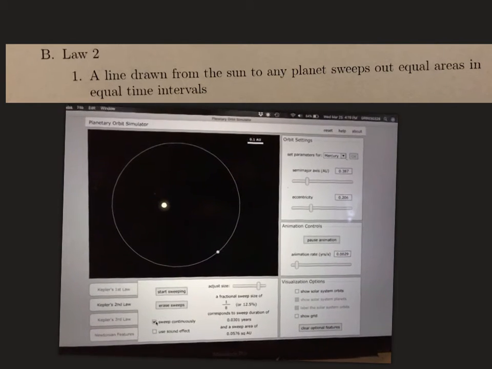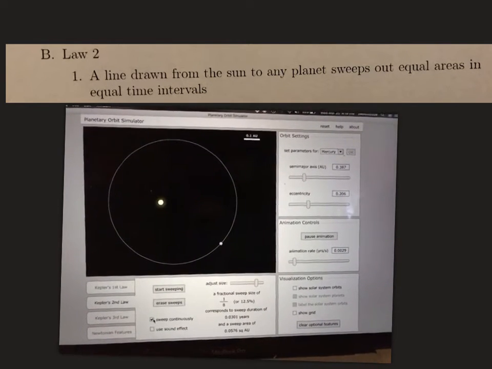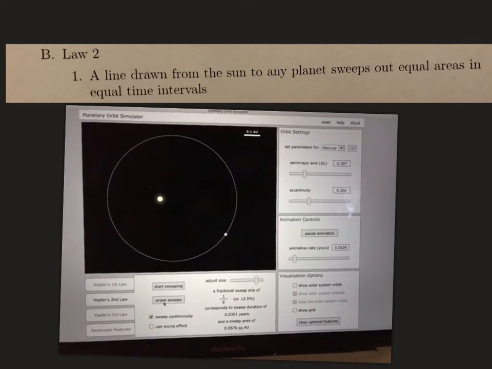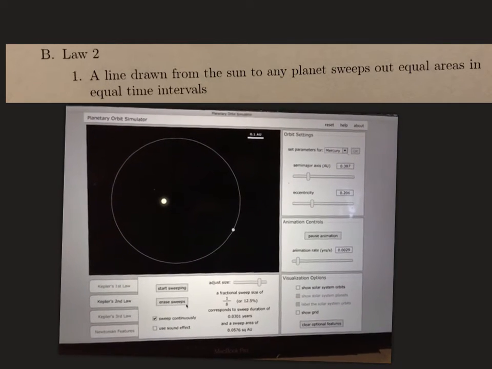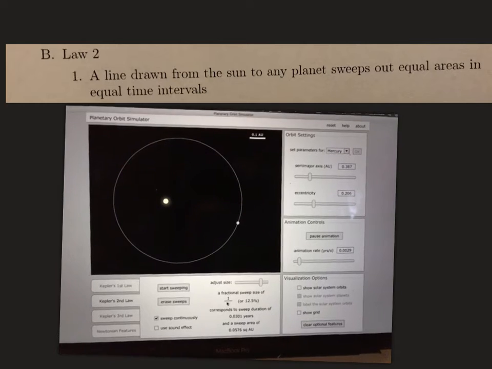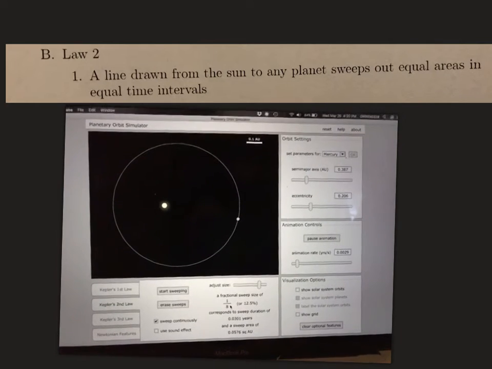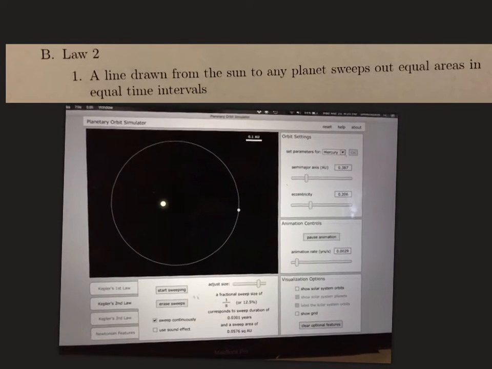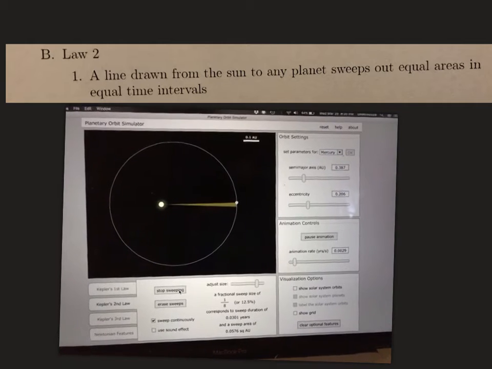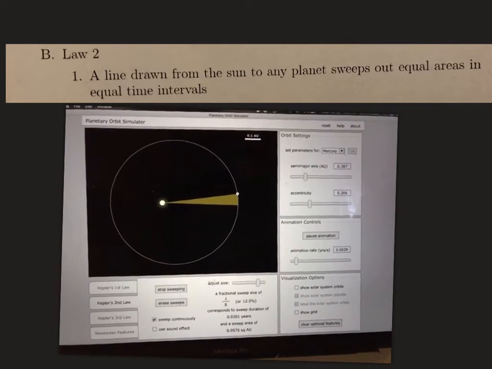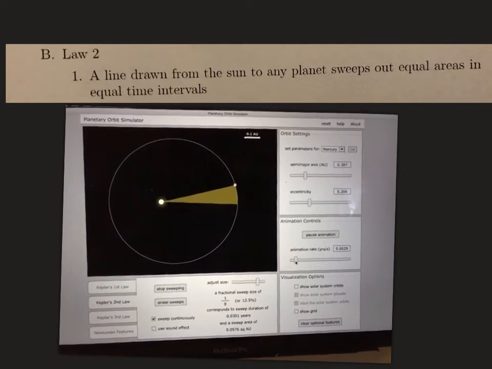Kepler's second law states that a line drawn from the sun to any planet sweeps out equal area in equal time. So I've set it up here so that it's going to sweep out triangles of equal area that represent 1/8 of the orbit of Mercury. So I'm going to hit start sweeping. And let's speed this up a little bit.